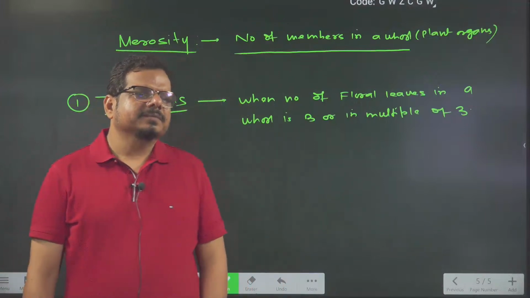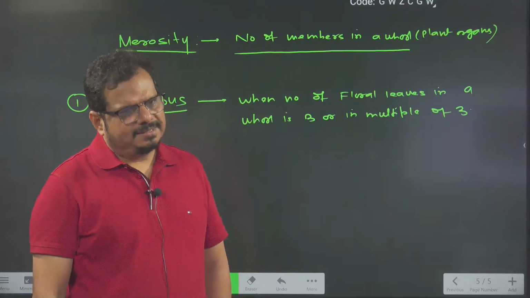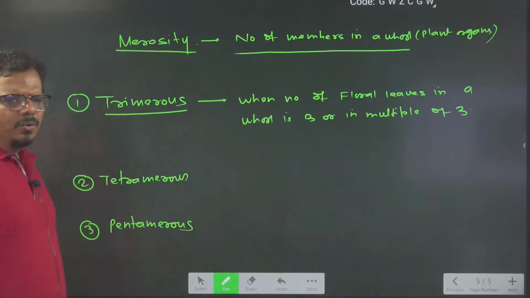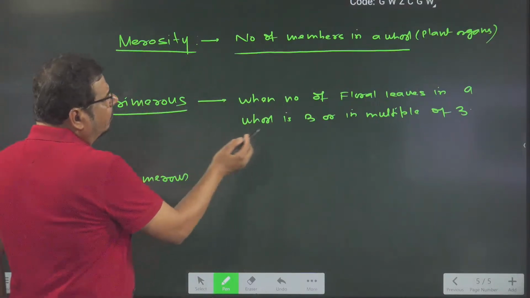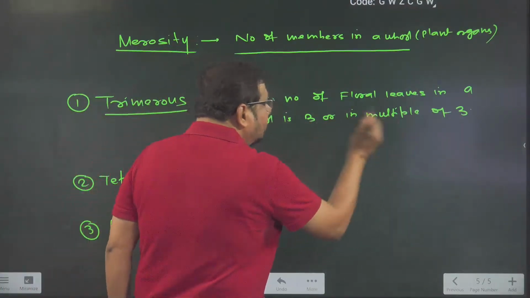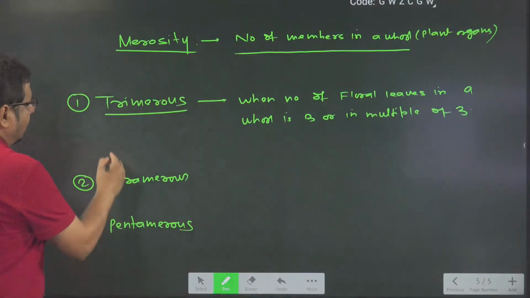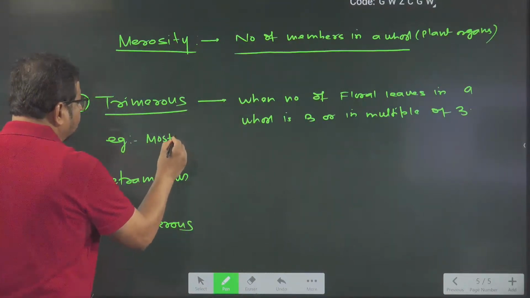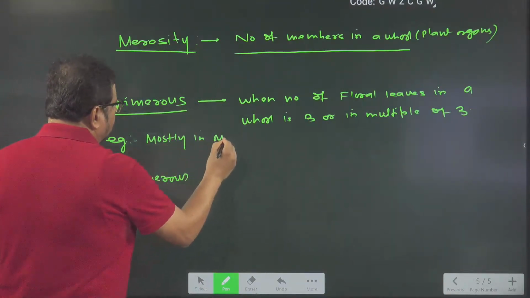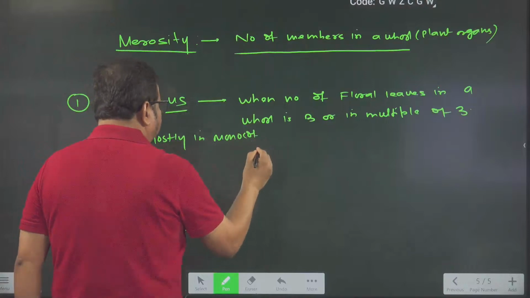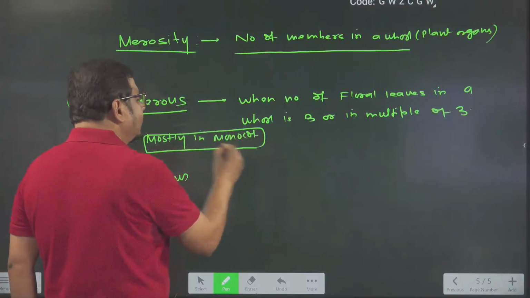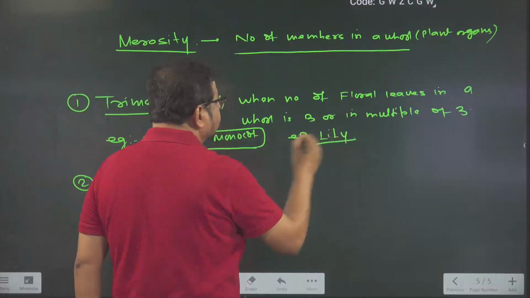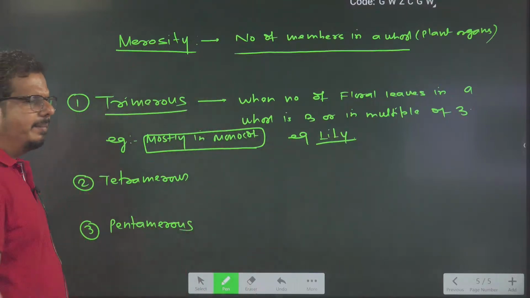Total 6. How many stamens are there? 6. How many carpels are there? 3. Are you getting the idea or not? So what we are finding is that the number of floral leaves is 3 or in multiples of 3. Such a condition is reported mostly in monocots. Monocot is the example of trimerous. As an individual example, lily. Understanding the idea? Trimerous condition.